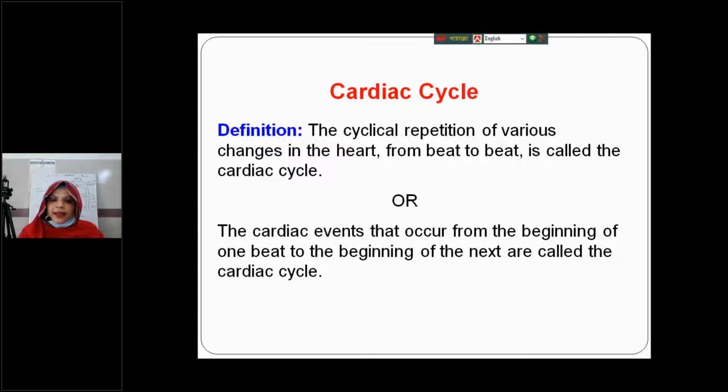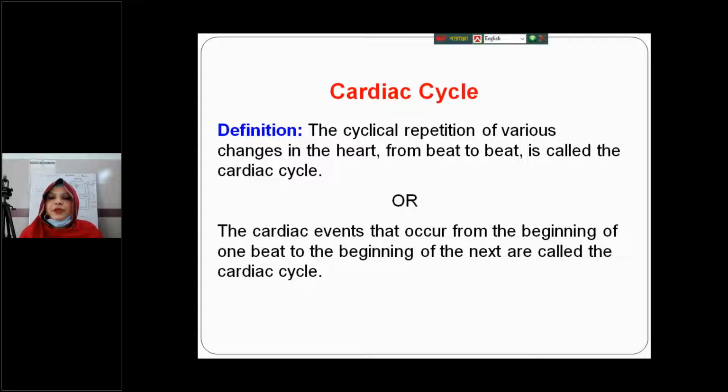Define cardiac cycle. First definition I have taken from C.C. Chatterjee: the cyclical repetition of various changes in the heart from beat to beat is called the cardiac cycle. That is, in one cycle, various changes are happening in the heart from one beat to another beat. This is called cardiac cycle.